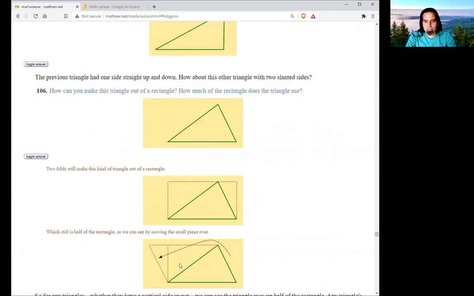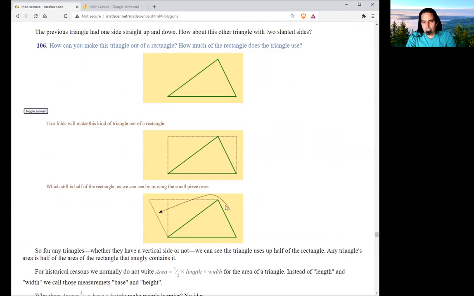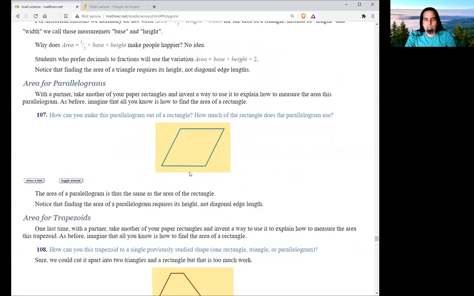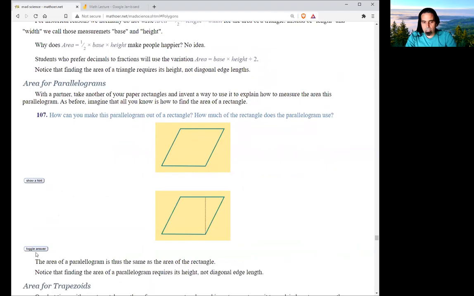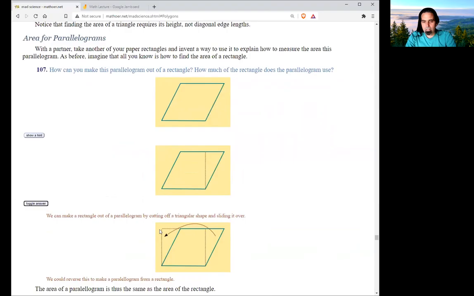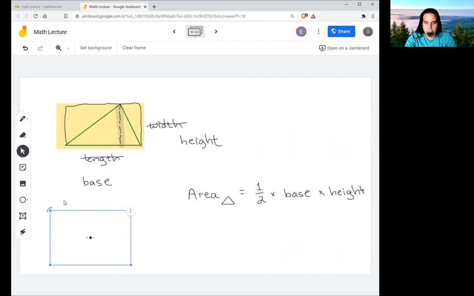Okay, and you can see that happening here. If we were taking papers and scissors in the classroom, we could actually cut off the little wing on the top right and move it over and say, look, they're the same. For parallelograms, we're going to do the same thing. We can cut off this wing and move it to the other side and turn this parallelogram into a rectangle. So it's just like what we did before with the second triangle.